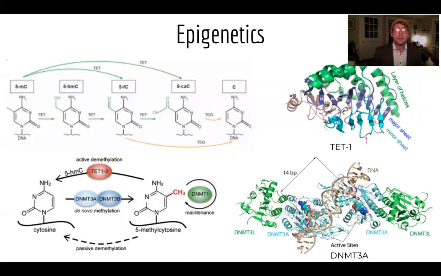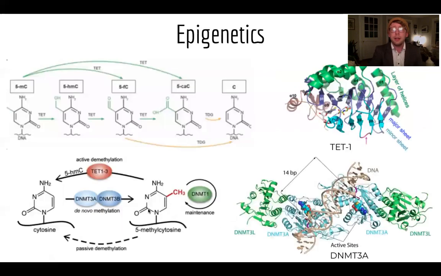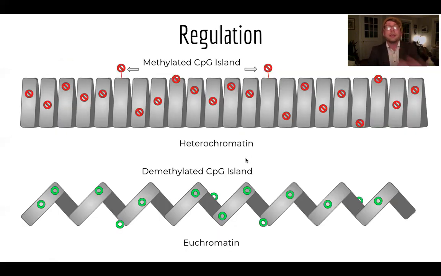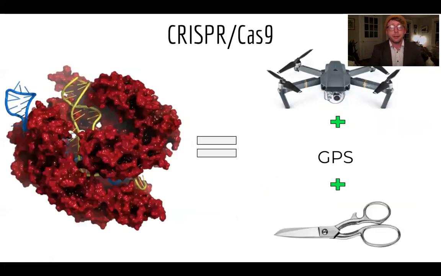Epigenetics studies this regulation, and we've got a little chemical breakdown of the TET1 demethylation up here and DNMT methylation down here. What we need to know for this presentation: TET1 creates this bottom situation, demethylation. DNMT3 creates the top situation, methylated and closed down. So we're going to stick a pin in epigenetics real quick and talk about CRISPR.